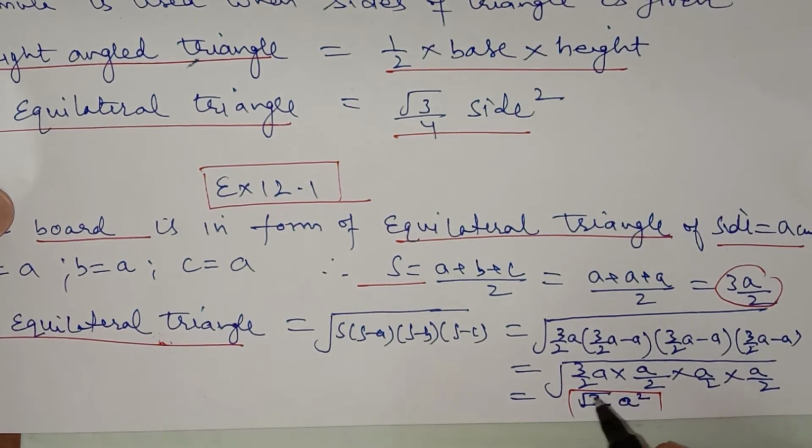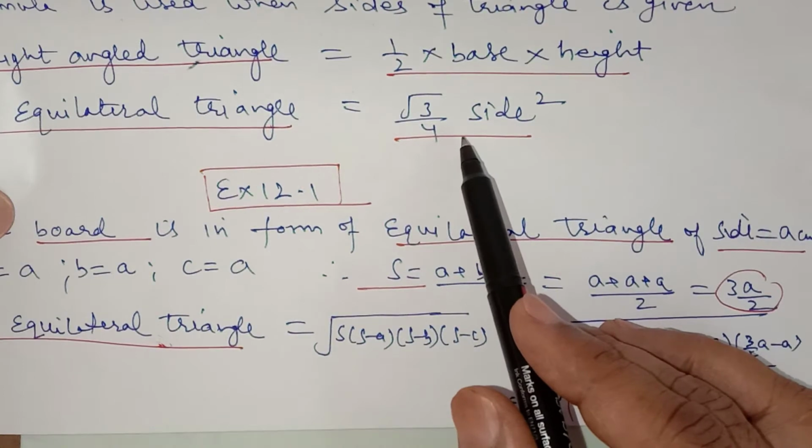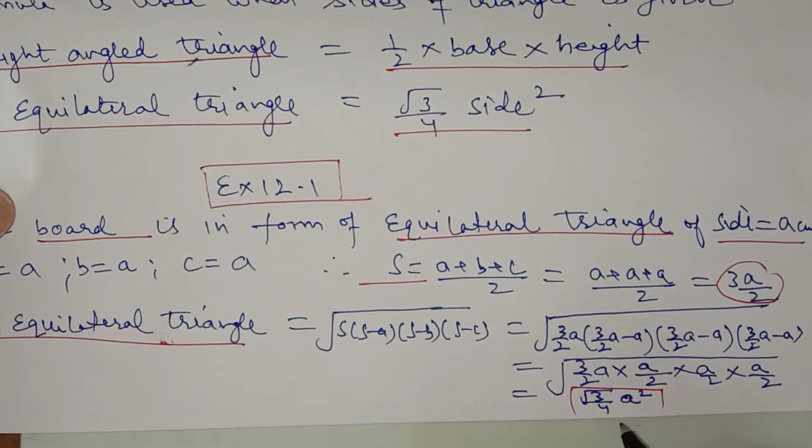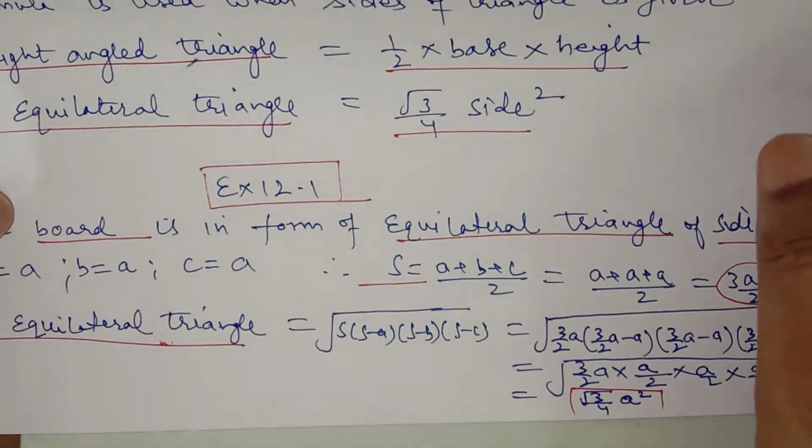Now you can learn this formula. We have already discussed that the area of equilateral triangle is root 3 upon 4 into side square. So root 3 upon 4 into side square, which is equal to A here.